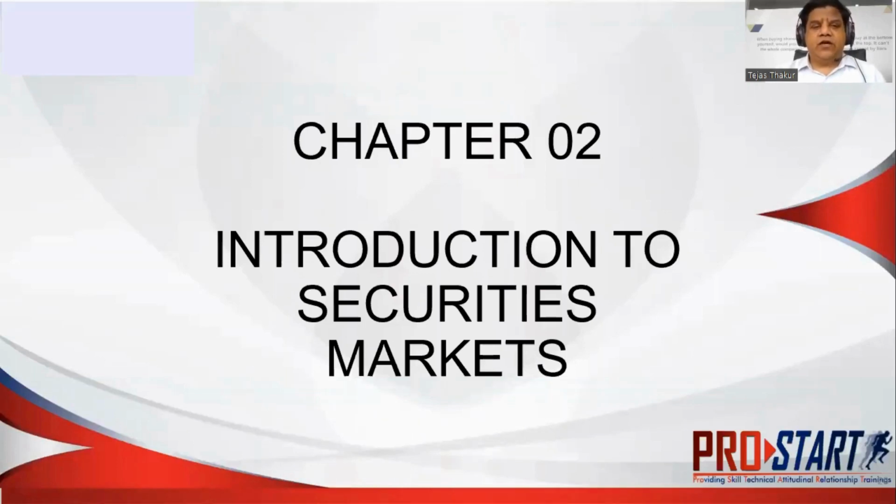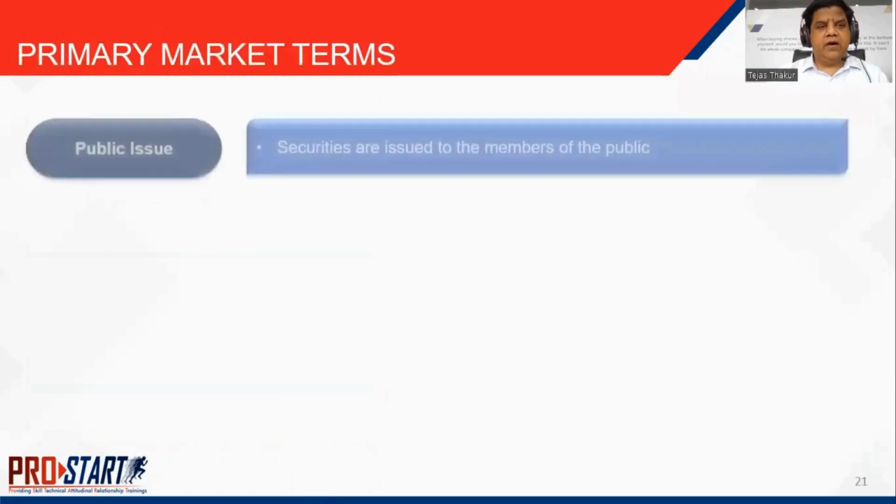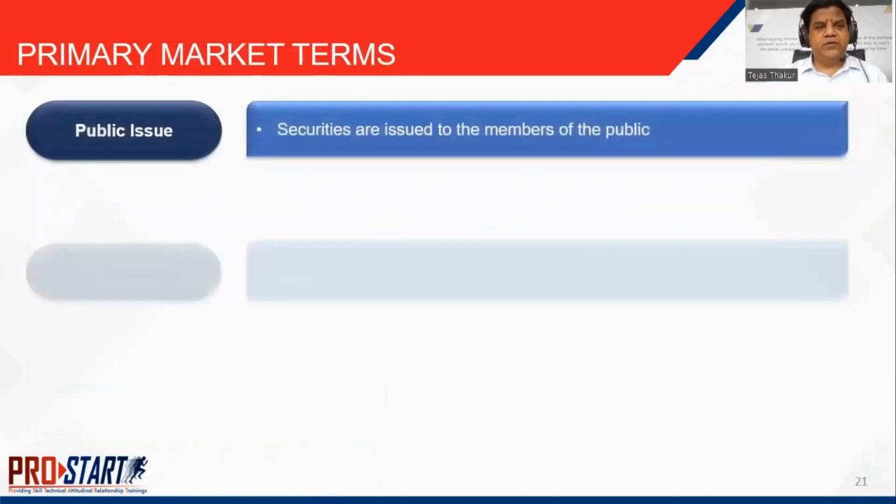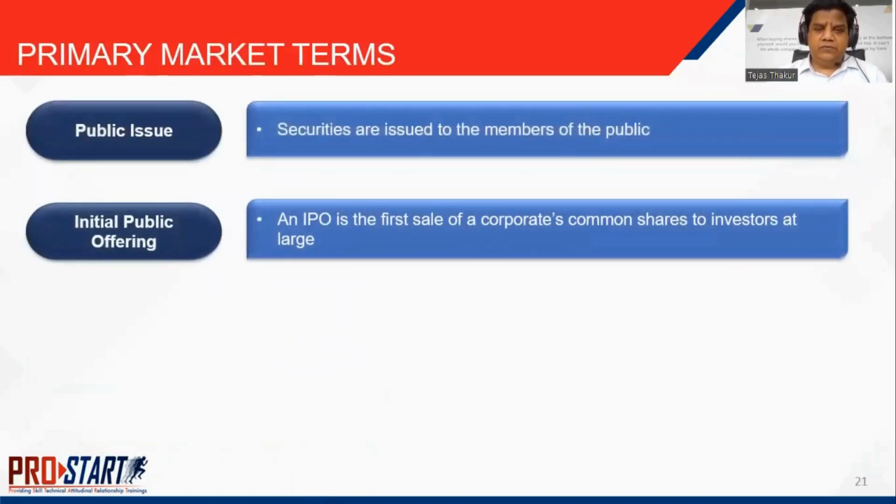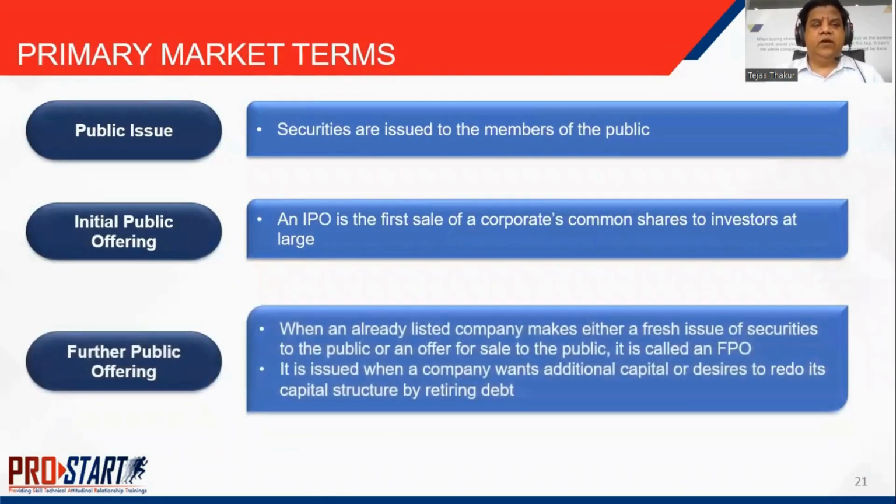Chapter 2 is Introduction to Securities Market. Primary market, everybody knows you have public issues, you have IPOs, which is your initial public offering. Then you have something known as FPO, further public offering. Now, what is it? What is FPO?